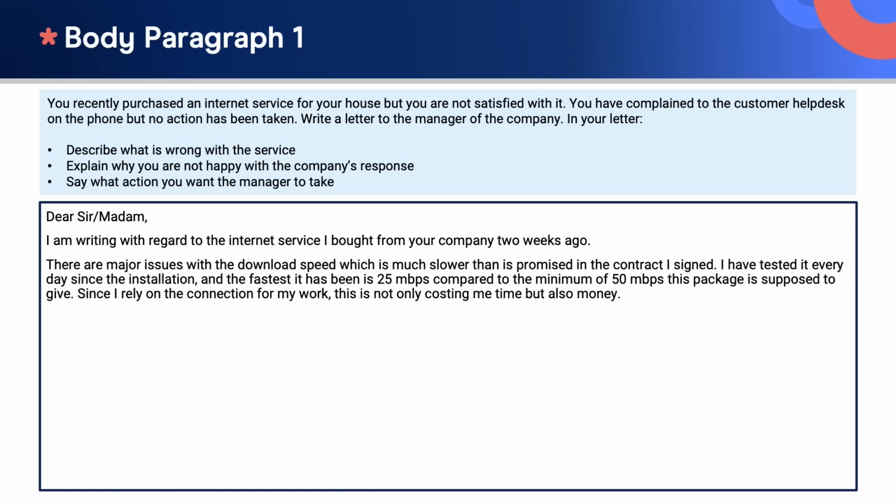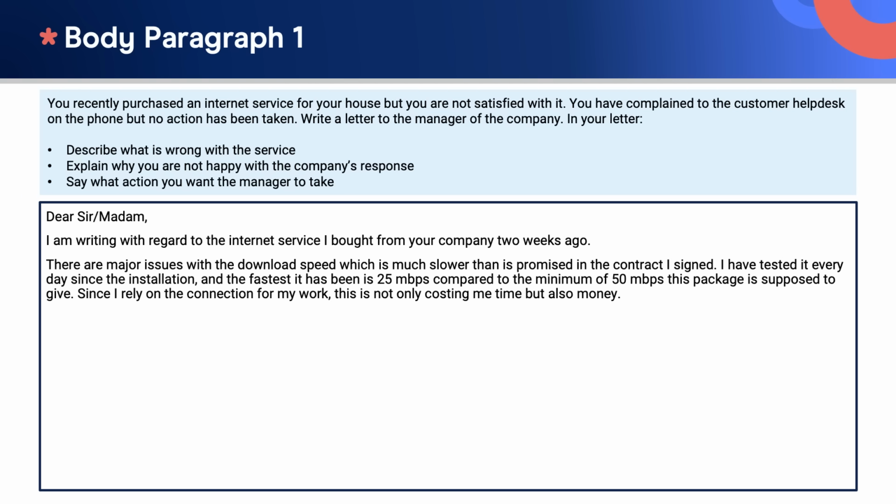Here it is. There are major issues with the download speed, which is much slower than is promised in the contract I signed. I have tested it every day since the installation, and the fastest it has been is 25 megabytes per second compared to the minimum of 50 megabytes per second this package is supposed to give. Since I rely on the connection for my work, this is not only costing me time, but also money.